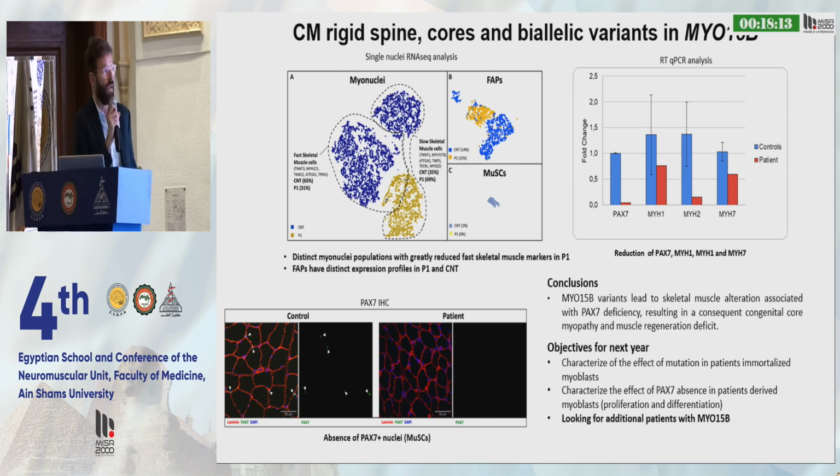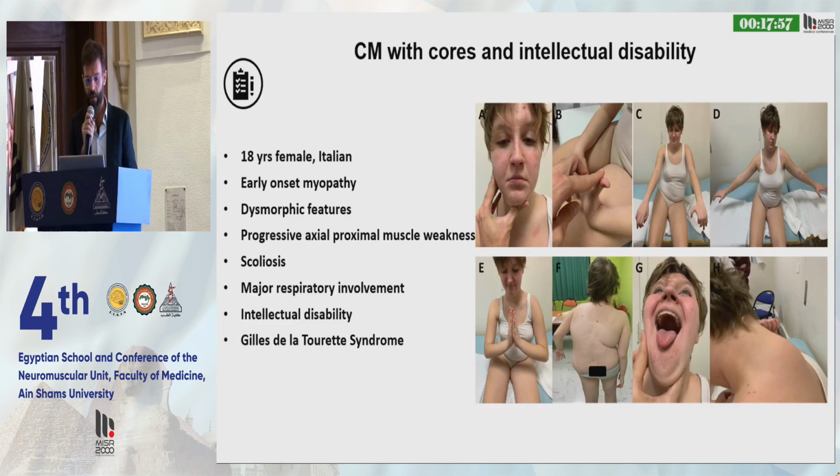What do we do next? Now we think we have some elements. We cannot validate completely. Why? Because we don't have other patients that present the same phenotype and the same genetic alteration. So we are striving to find other patients and confirm that this is the right one.